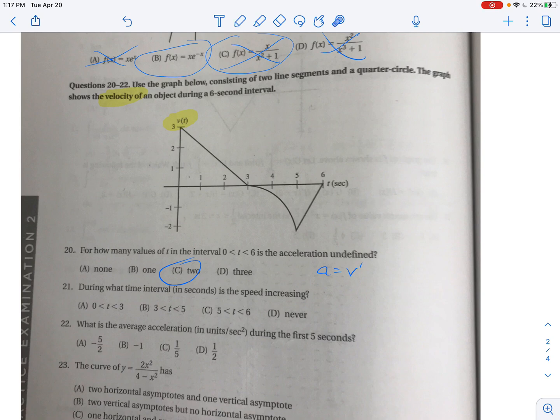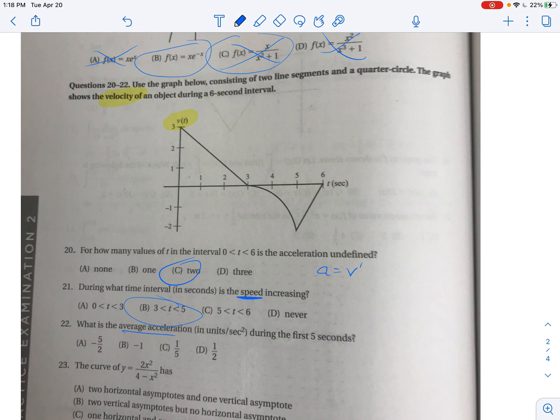When is the speed increasing? So speed is the absolute value of velocity. And you can think that increasing speed means velocity is moving away from 0. Right? Velocity of 0 means you're not moving. So if velocity is moving towards 0, you're slowing down. If velocity is moving away from 0, you're speeding up. So between t equals 3 and t equals 5, velocity is moving away from 0.